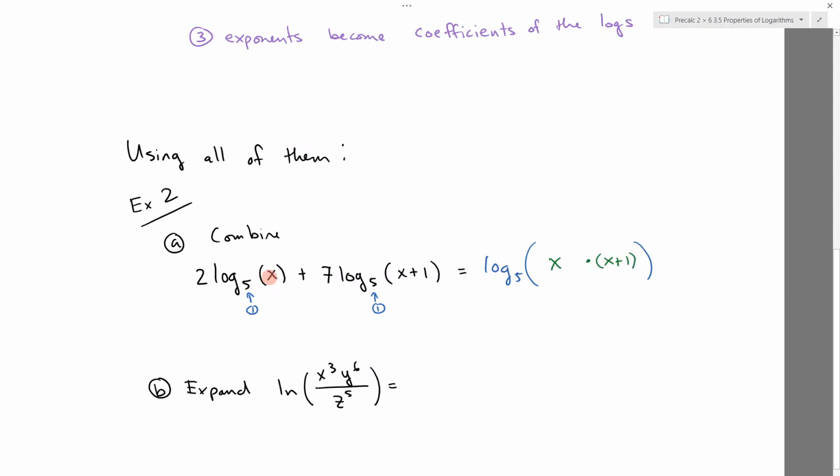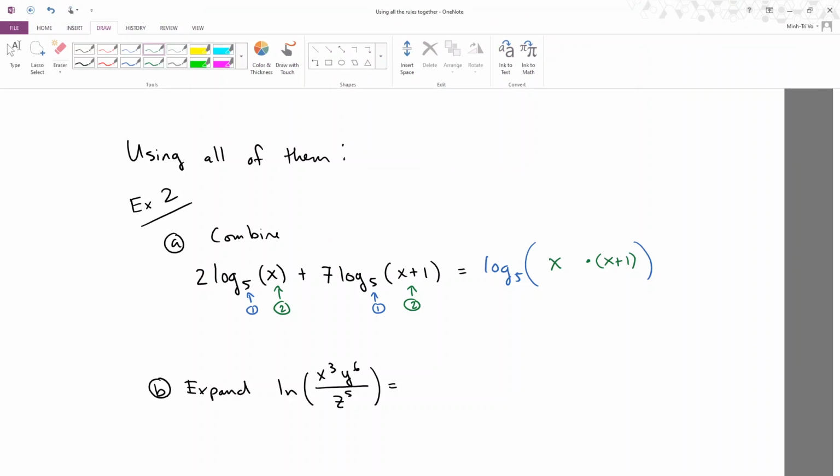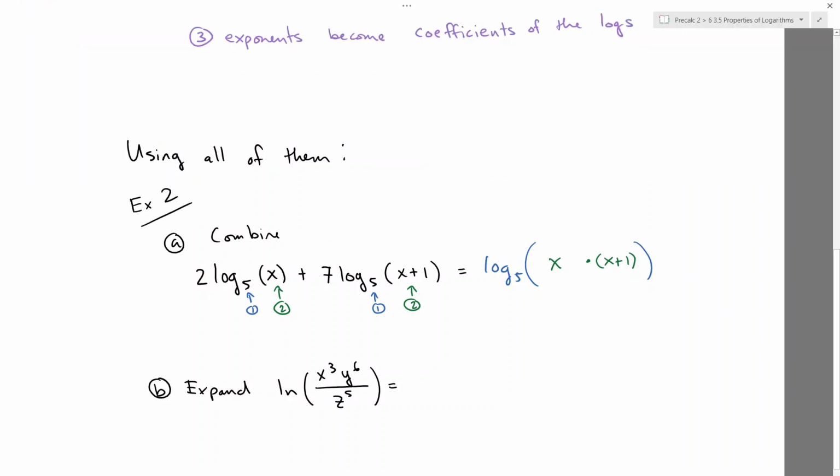And then finally, we look at the coefficients, and the coefficients become powers. So the log for x has a coefficient of 2. So x should have a power of 2. And then the x plus 1 has a coefficient of 7. So this should be to the 7th power. So it combines to log base 5 of x squared times x plus 1 to the 7th power.